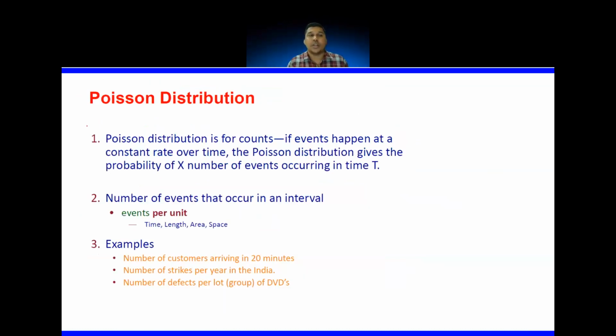And the next one is the Poisson distribution, which is a discrete distribution function. What is this Poisson distribution? Again, it's discrete only, so we have a finite number here. Let's see what is the difference from the previous ones. Poisson distribution is for counts. Even if events happen at a constant rate over time, it gives the probability of X number of events occurring in time. I'll just make it simple.